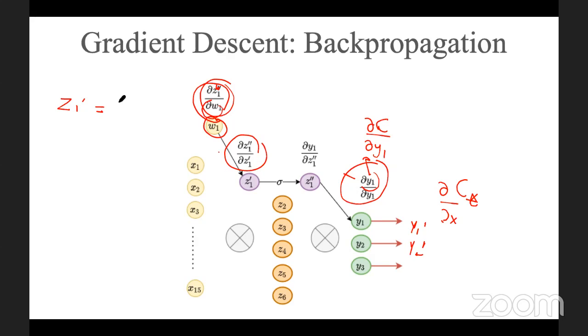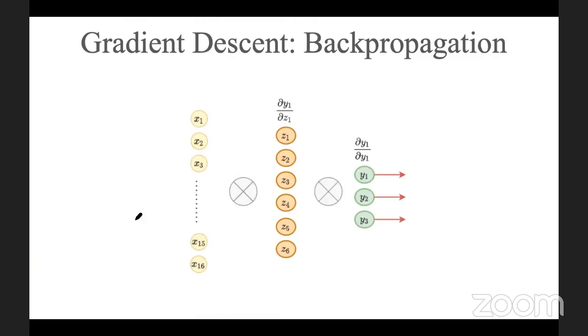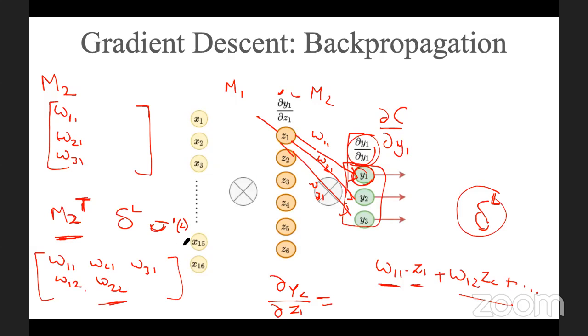Z1 prime is the weighted sum, right? So you have x1 times w1 plus x2 times w2 and so on. When you differentiate with respect to w1, you will just get x1, right? This is what you should get. This way you calculate all the values, multiply them together and take the sum, and all of this can be written as one matrix equation using this column vector. I was not hoping that we'd get this messy, but everyone can do this calculation by themselves. It's just hard to write it all.